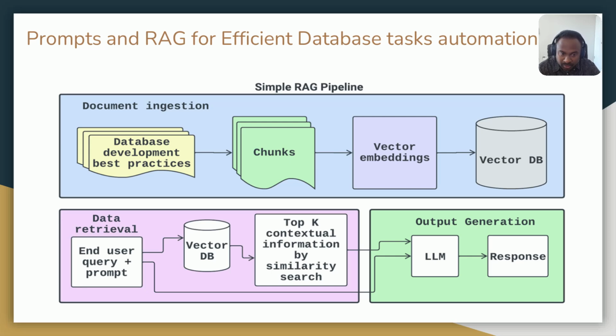Initially in the vector database, for example for database maintenance and database development, the best practices can be loaded as vector embeddings. Ideally, those best practices documents are split into chunks depending upon the size of the document and stored as vector embeddings, which are used while the user queries using the prompt.